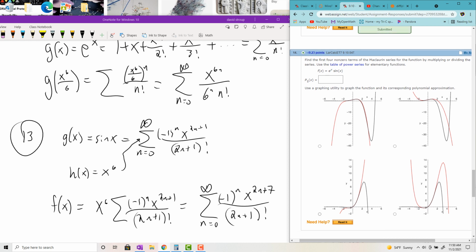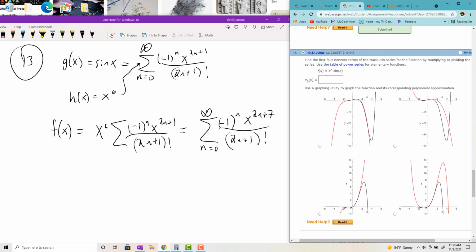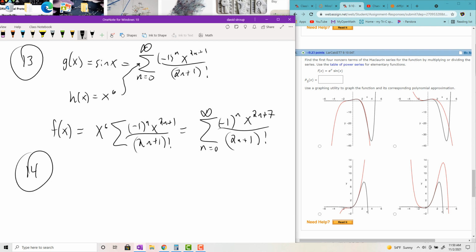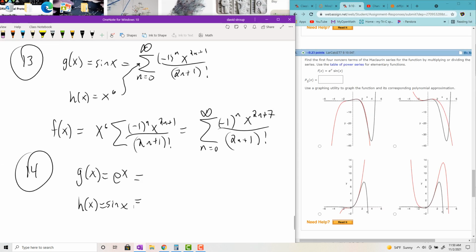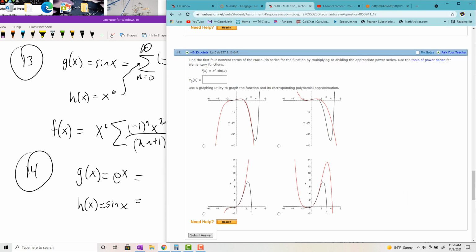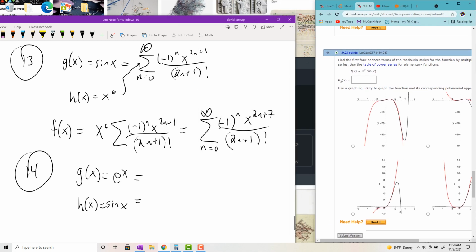But this one, this e to the x sine x, you're actually going to have to do some long multiplication like you did in arithmetic to get the first 4 terms, right? So we'll say g of x is e to the x, and then h of x is sine x. They only want the first 4 non-zero terms by multiplying or dividing the series. You could use the table to do this.